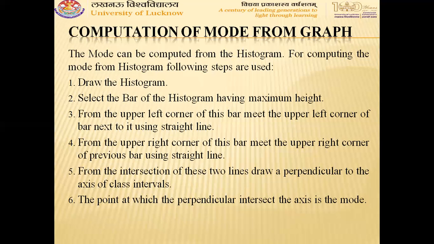Then from the upper left corner of this bar, draw a line towards the upper left corner of the next bar. Similarly, join the upper right corner of the highest bar to the upper right corner of the just preceding bar, using a straight line. These two lines intersect at a point. From that point, draw a perpendicular to the axis of class interval. The point at which the perpendicular intersects the axis of class interval will give the mode.